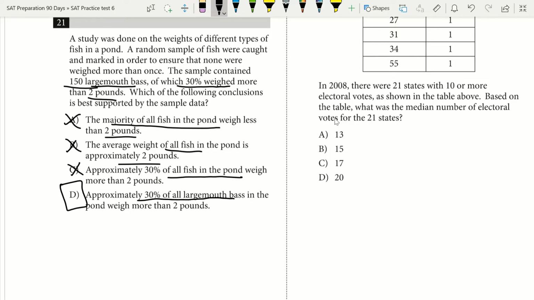It says approximately 30% of all largemouth bass in the pond weigh more than 2 pounds. That one's going to be the best conclusion that we can draw there. So 21, the answer there is going to have to be D.